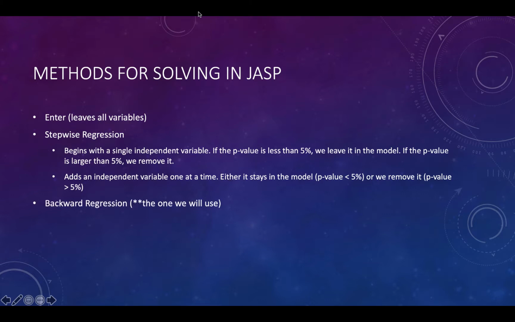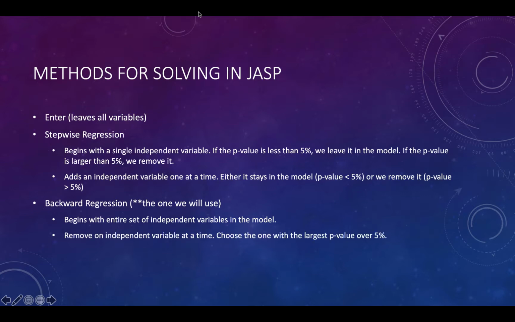The one that I'm going to teach you and focus on is backward regression, or backward elimination. It begins with the entire set of independent variables in the model. So we throw everything in, and then we remove, or JASP removes, an independent variable one at a time. It chooses the one with the largest p-value over 5%. So if one variable has a p-value of 0.6, and another one has a p-value of 0.08, it removes the variable with the 0.6 p-value because that's larger. And we continue until all the remaining independent variables in the model are significant.